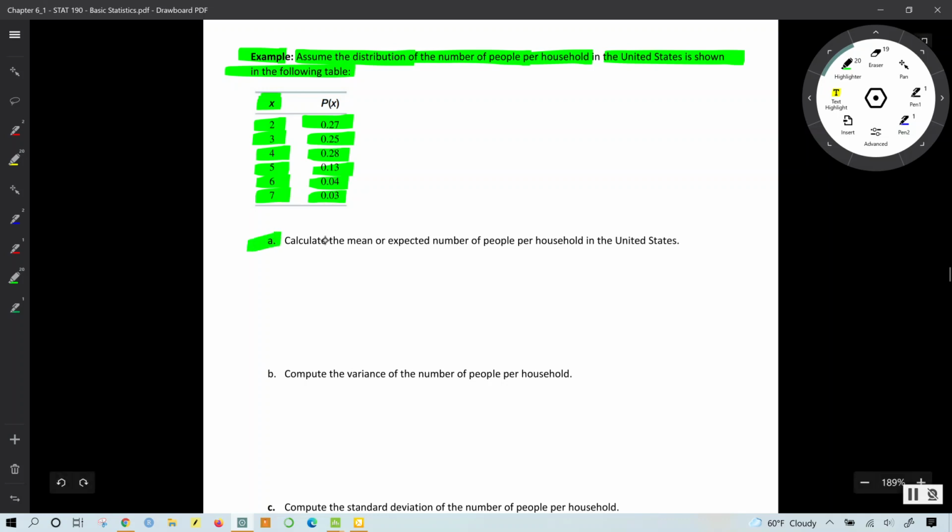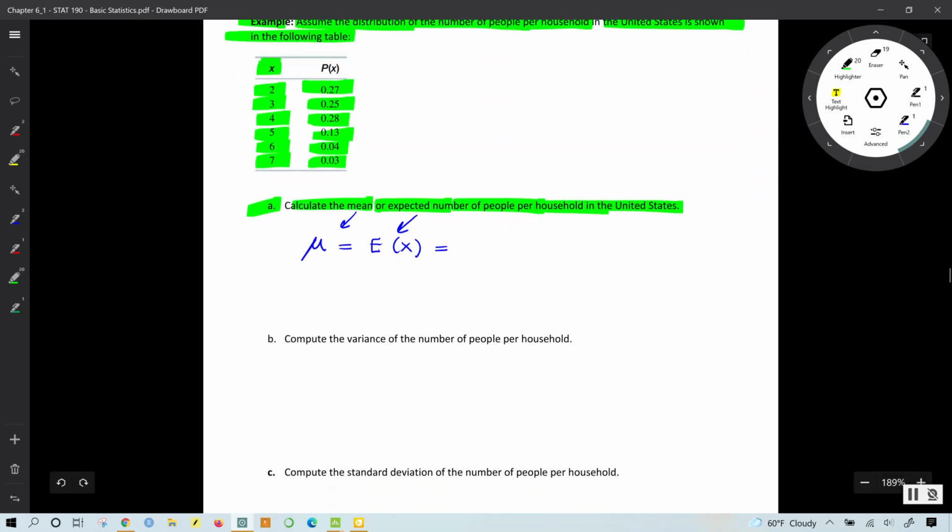Question A. Calculate the mean or the expected number of people per household in the United States. In order to calculate the mean, which is also written as mu, also known as the expected value of the number of people, we can use technology, namely StatCrunch in this example. In part B we compute the variance, and in part C the standard deviation. To get started, I am going to key in these data values in StatCrunch.